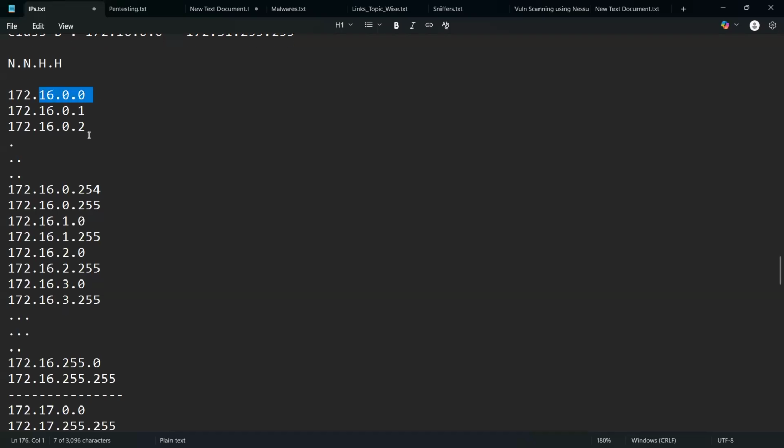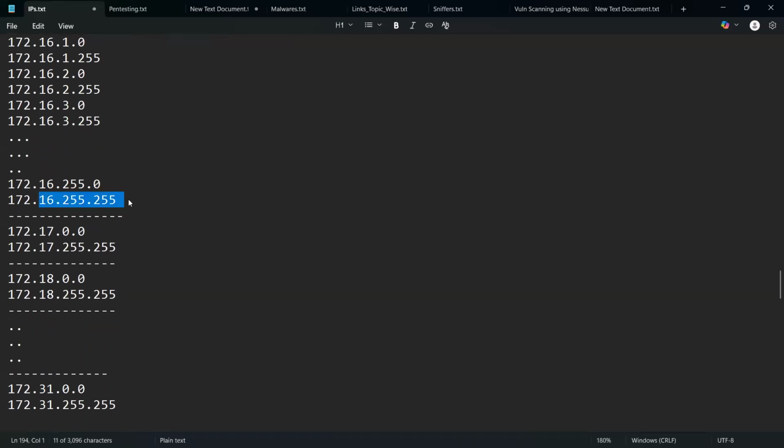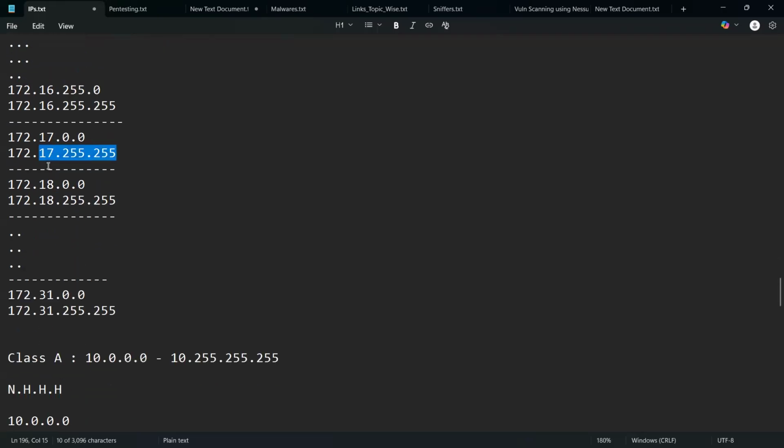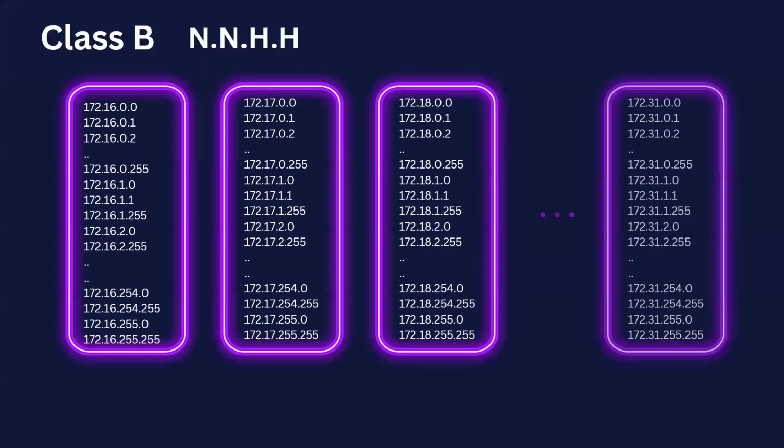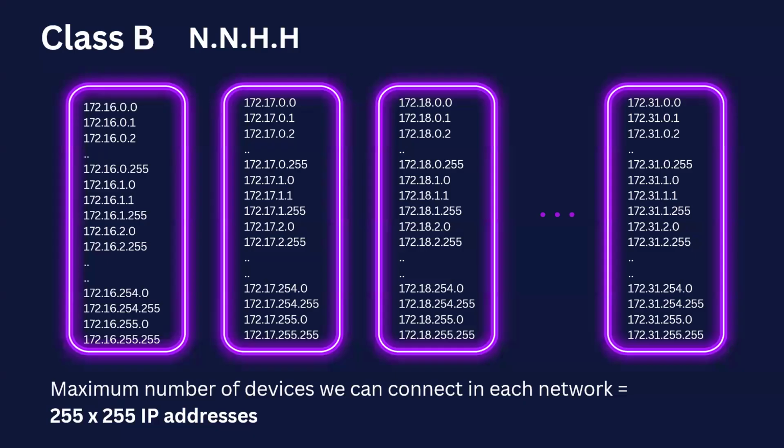So from 16.0.0 to 16.255.255, this is one network. From 17.0.0 to 17.255.255, another network. 18.0.0 to 18.255.255, another network. 19.0.0 to 19.255.255, another network. Like that, it goes all the way up to 31.0.0 to 31.255.255. That's the last network. So in class B, in any network, you can connect a maximum of 255 into 255 IPs, which is a much larger number. To be precise, 65,535 devices.